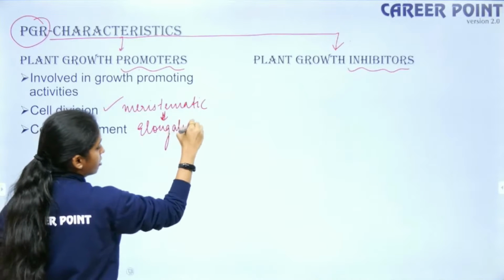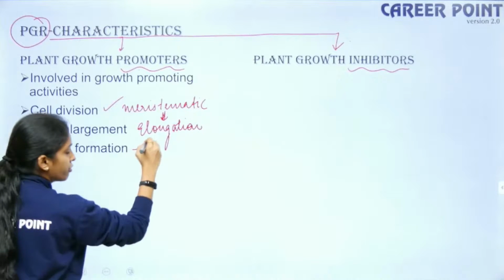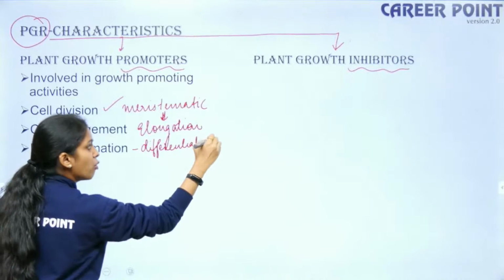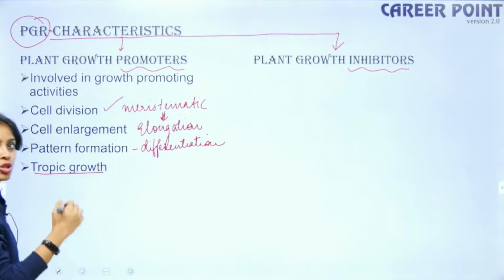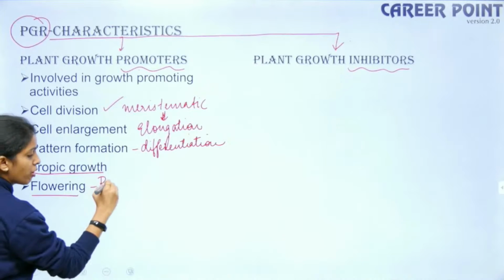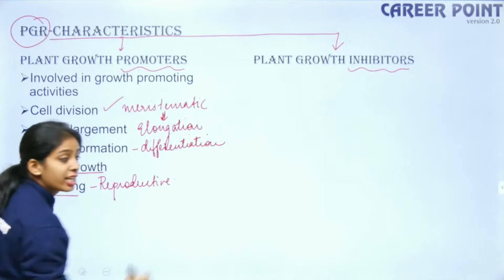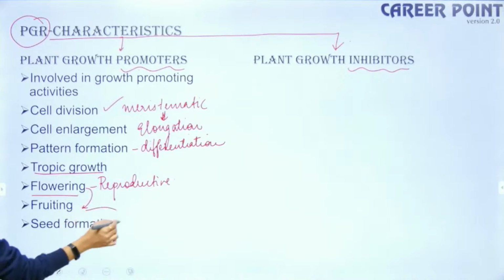So it is easy to remember, that is why I am writing. Then pattern formation, so it is differentiating here. Which type of cell is it going to become, xylem or phloem? So pattern differentiation, then tropic growth. Tropic growth is growth towards the sunlight. It becomes mature enough, then it undergoes the reproductive phase, that is flowering. Plant growth regulators induce flowering. Then after flowering it is fruiting, then seed formation. So it is in order.